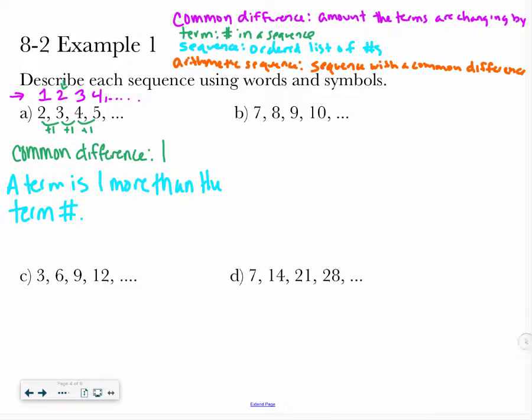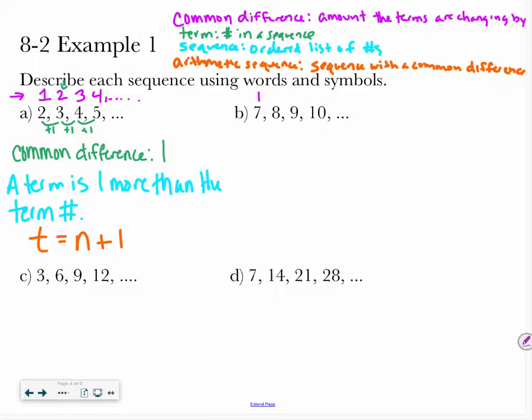If I wanted to represent that as an equation, so that would be using symbols, I would say my term, I'm going to use t. You'll see t used to represent term frequently. t equals n plus 1, because it is 1 more than the term number. You'll see the letter or the variable n used a lot with sequences as well. Now I'm going to move on to the next one.